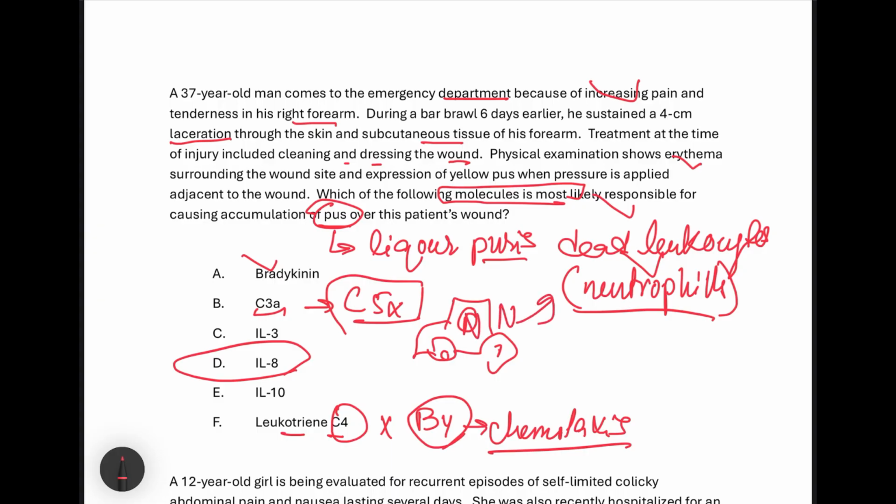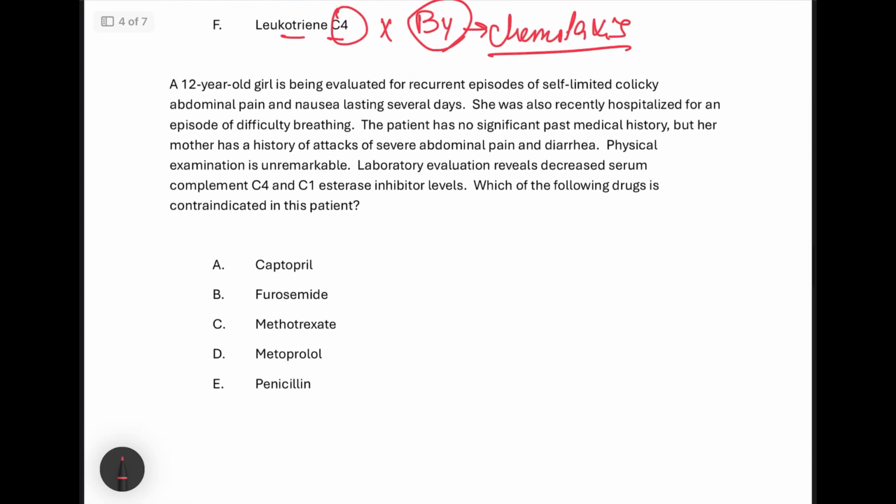Okay? Now we are moving to our next question. A 12-year-old girl is being evaluated for recurrent episodes of self-limited, colicky abdominal pain and nausea lasting several days. She was also recently hospitalized for an episode of difficulty breathing. The patient has no significant past medical history, but her mother has a history of attacks of severe abdominal pain and diarrhea. The physical examination is unremarkable. The laboratory evaluation reveals decreased serum complement C4 and C1 esterase inhibitor levels. Which of the following drugs is contraindicated in this patient?